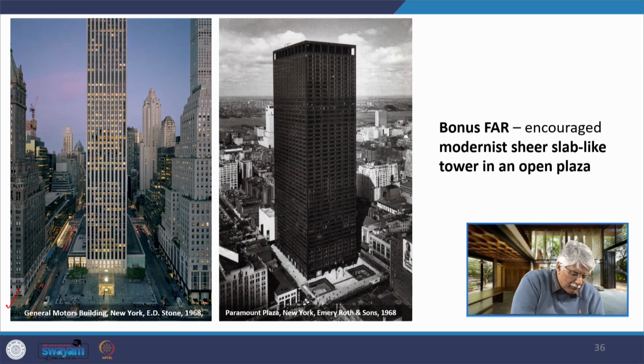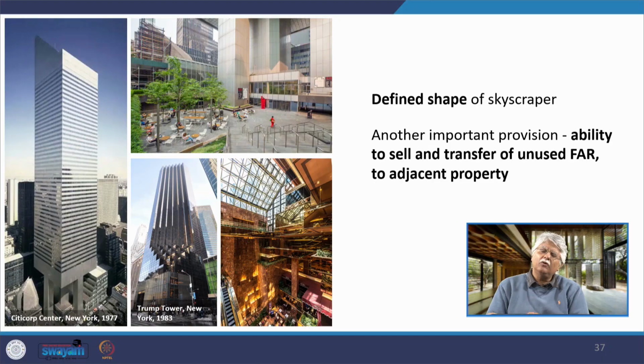The bonus FAR encouraged the modernist sheer slab-like tower in an open plaza. For example, the General Motors building by Edward Durrell Stone in 1968, and he provided a plaza here, or the Paramount Plaza by Emery Roth and Sons in 1968. He's also provided a plaza similar to the Seagram Building here. So in these buildings, bonus FAR was provided so that they could build more area in their buildings. This also, like the setback skyscraper, was responsible for defining the shape of the skyscraper. This 1961 resolution also helped in defining the new shape of the skyscraper.